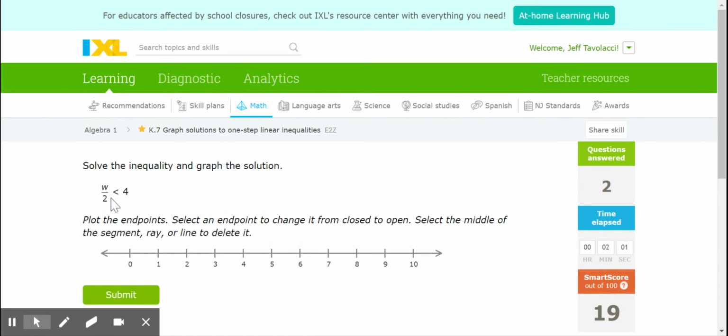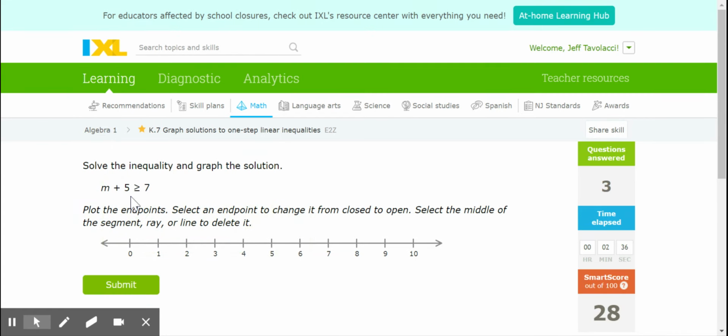Okay, W divided by 2 is less than 4. We would undo this with multiplication, but we're multiplying by a positive 2, so the inequality is not going to flip. So this will end up being W is less than 8. I'd start at my boundary. It is not an equal to. I'll click it again to keep it open, and the inequality is pointing to the left, so W is less than 8, and we would want to graph everything to the left of 8.